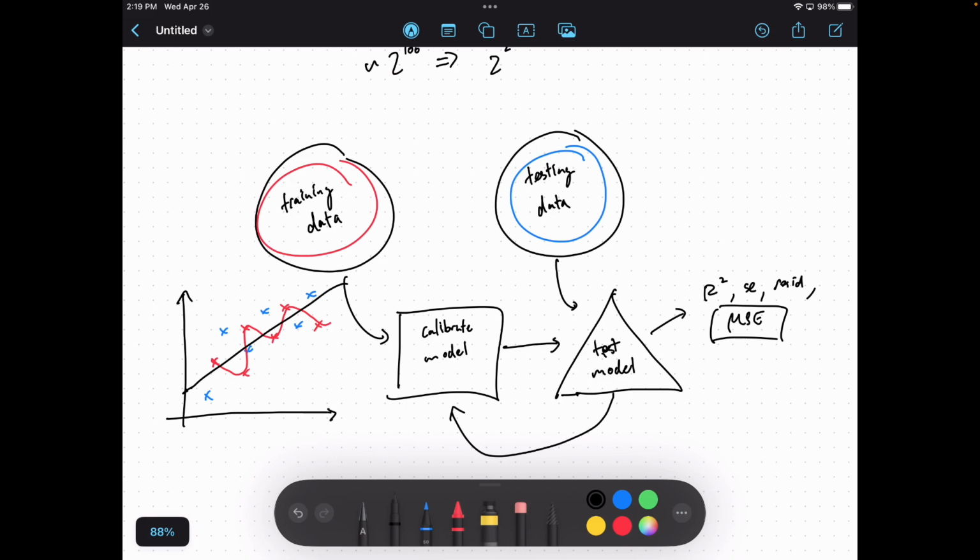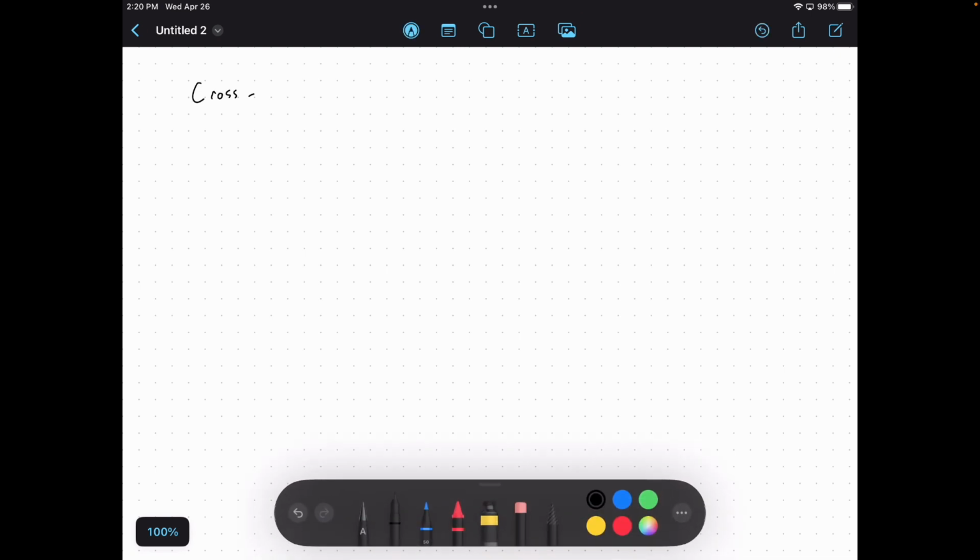So let's talk right now about a specific procedure that does exactly this, that is probably one of the more common approaches to doing this training and testing of data. This is known as cross validation. This is where we use data to artificially make a test set.